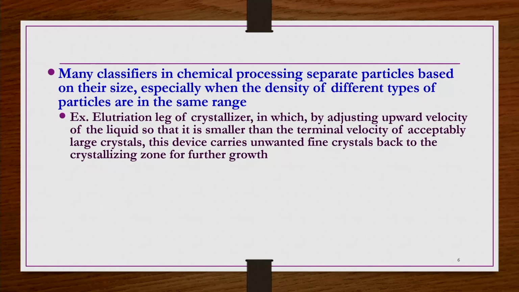Let us say the bigger particle size range is of the order of 10 power minus 3 meters, something like 1 mm or 2 mm. You find out the terminal velocity of the largest crystal within the sample. Then you allow this material to flow through the elutriation leg using an external fluid, and the velocity of the fluid should be slightly lower than the settling velocity of the largest particle or largest crystal.